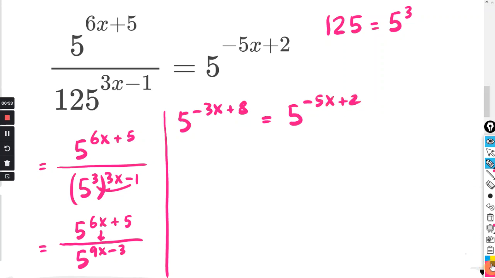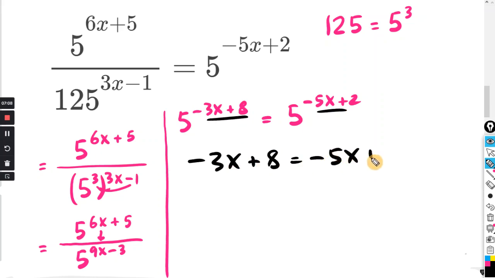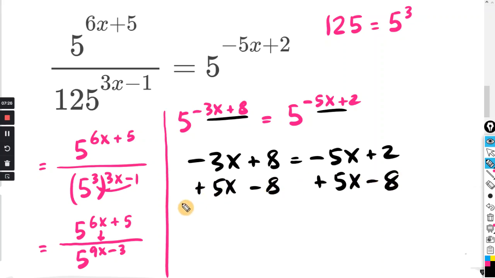And now that we have matching 5s on either side, we just equate the exponents: negative 3x plus 8 equals negative 5x plus 2. Okay, I'm going to move this over here so I can have a positive x. So the opposite of negative 5x is positive 5x. The opposite of positive 8 is negative 8. Remember from Algebra 1, you want your letters on one side, numbers on the other.